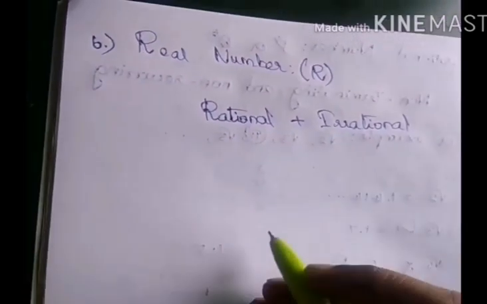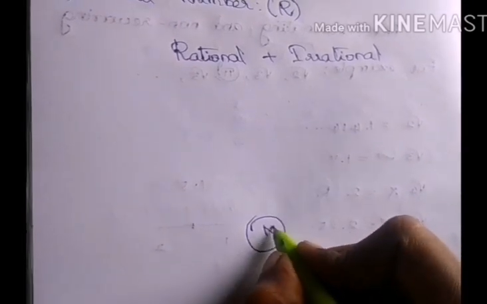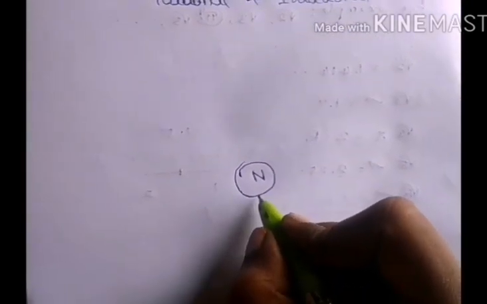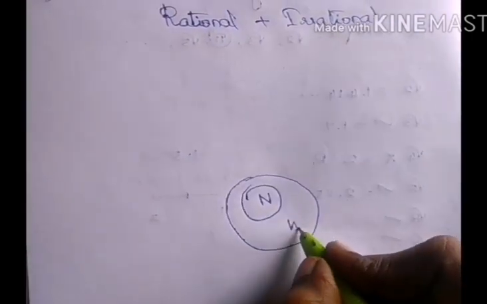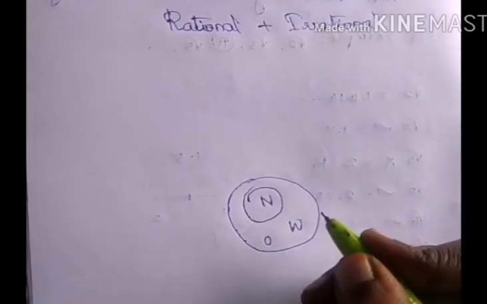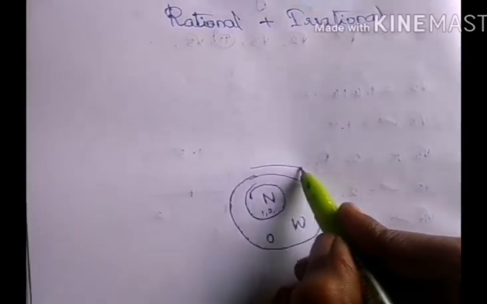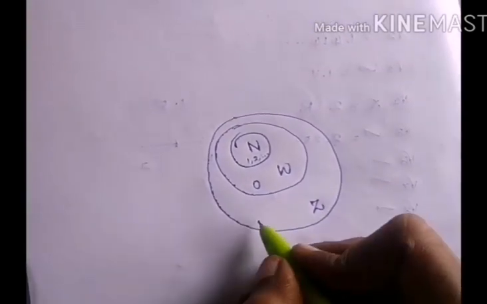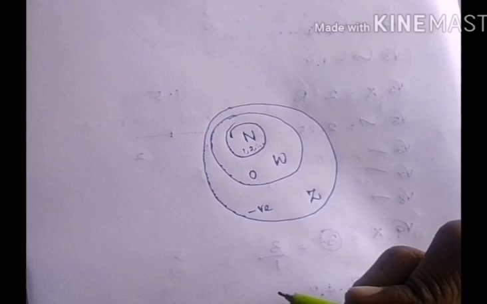Let me explain clearly. First, what we have seen is a natural number which starts from 1 and goes on till infinity. The next one is whole number, which includes 0. Here we have 1, 2, etc. With this natural number, we have 0, which is whole number. The next comes integer, which is represented by capital Z. These integers will have negative numbers together with whole number, which is integer.